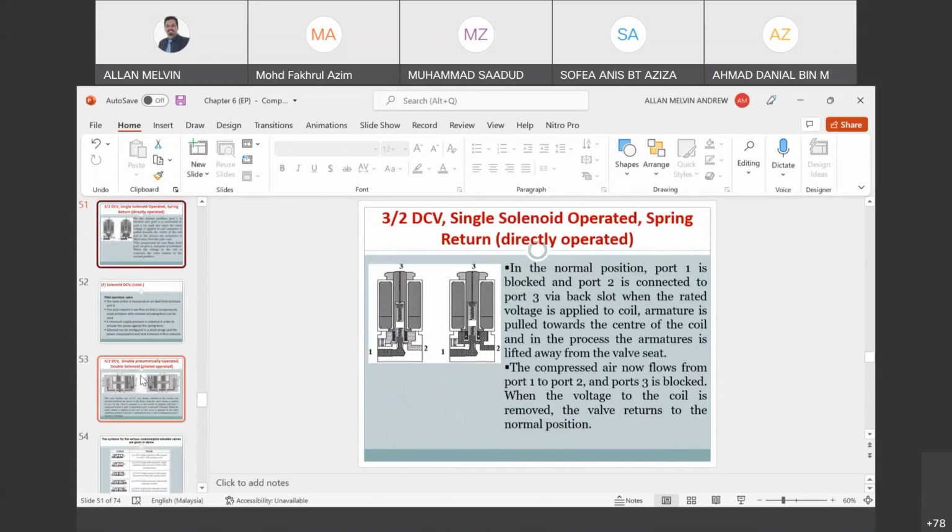Okay, be prepared for next week. So your test, your midterm test will cover until chapter 5. So electro-pneumatic termasuk. So it will only cover the pneumatic part, chapter 1 to chapter 5. Okay, akan ada design question and also theory. Okay, so calculation, I'm not sure. So kalau ada pun yang satu calculation tu je lah.